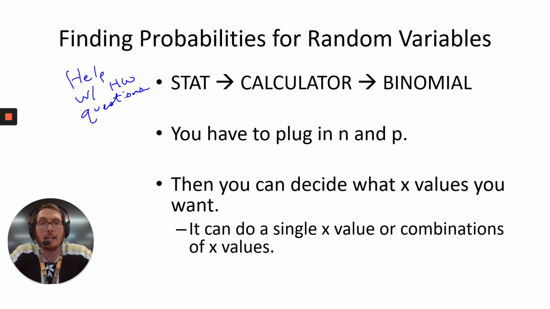You go to Stat, Calculator, Binomial. You'll plug in N, plug in P, and then you'll decide what you want. Do you want X equals 3? Do you want X less than 3? Some of the questions that are more in the middle for your homework might use this idea, and it might be a lot faster to find. I'm going to try to limit that a little bit on your test questions just because of the limitation of plugging into your calculator anyway.